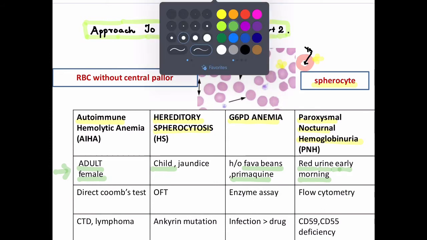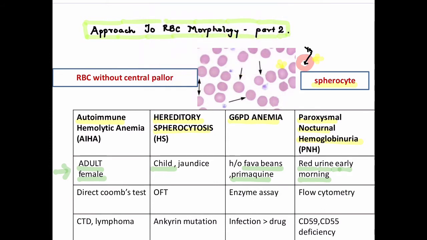Now they can ask you directly what is the next best investigation for this particular smear and these key features. Okay, so if you are going in favor of AIHA, choose direct Coombs test as your investigation of choice. OFT, osmotic fragility test, for hereditary spherocytosis, enzyme assay in case of G6PD anemia, and flow cytometry in case of PNH. So four different diseases for the same smear and four different investigations of choice.